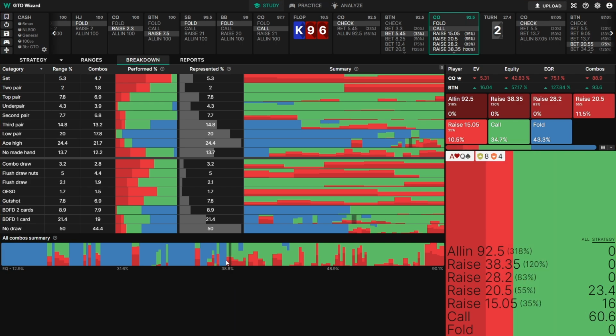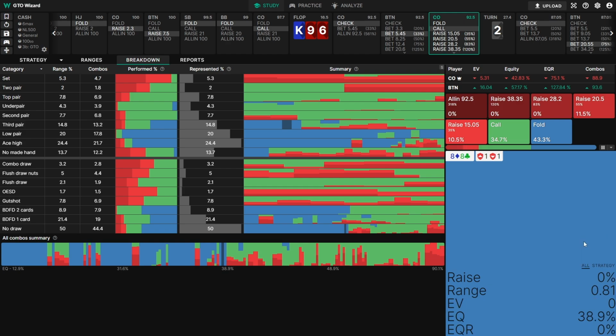So for example, up here, pocket eights is folding. And I'm going to click all over here, and this will display the equity of this hand. We can see it has 39% equity. That's a lot of equity. And we only needed 20%, so why is this hand folding? Well, if we take a look over here, we can see Jack 10 only has 25% equity, but it's always continuing. And the reason for this is implied odds.